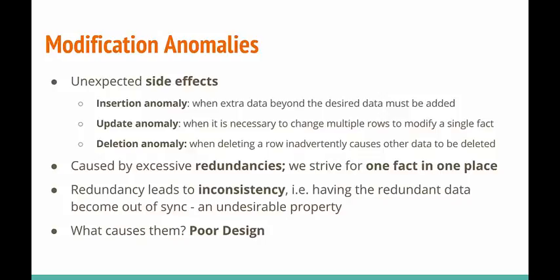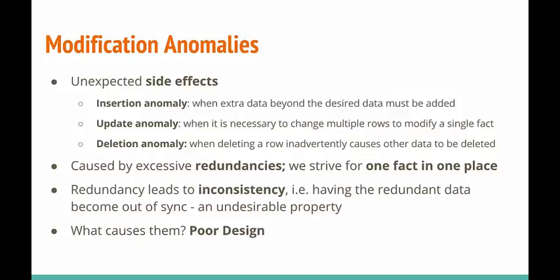So what are these modification anomalies? As I mentioned, they're unexpected side effects, but here are the three in particular we're concerned about. An insertion anomaly occurs when extra data beyond the desired data must be added. In other words, if we add a row of data to a database, we may need to add a second or a third or a fourth row just to make the data fit.